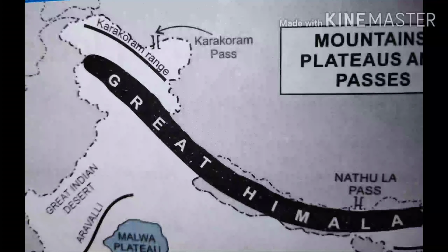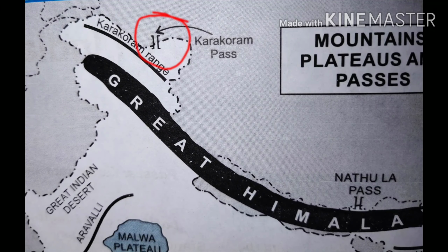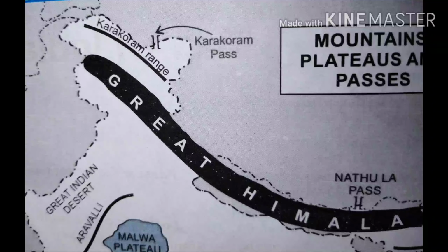Karakoram Pass is present in the Ladakh region of the Jammu and Kashmir state, and it connects the Xinjiang province of China and Jammu and Kashmir province of India through the Himalayan mountains.